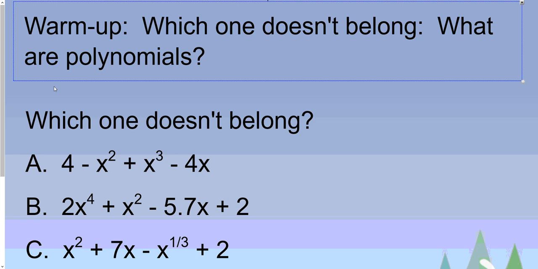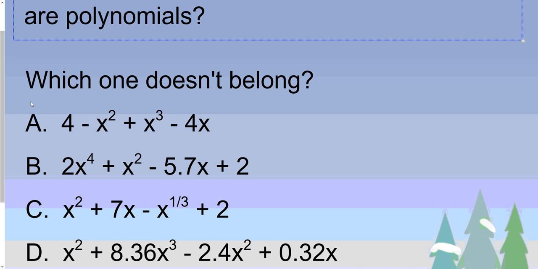So which one doesn't belong? A little bit of a warm up here. I'm going to give you four little expressions, and let's look at some of the similarities and differences between them. First off, is there anything that you noticed, like why something might be different? Probably the most glaring notice when you look at these, there's x squared, there's x to the third, there's x to the fourth. So B might be different because it's got an x to the fourth term.